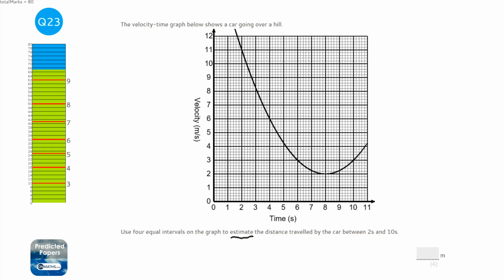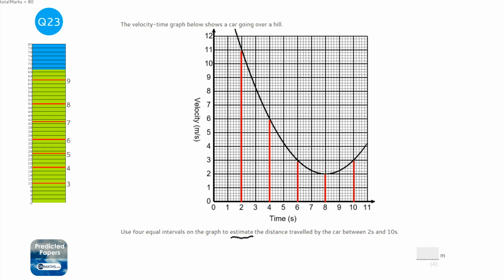So it will always give you hints about what it wants you to do. It gives us a hint saying that it wants it between 2 and 10, but it wants it in 4 equal intervals. So if I do 2 and 10, we can get started. Now let's have a look and see how many squares there are in between them. There's 8. So if we want 4 equal intervals, we're probably going to go up in 2s. So let's try 2s and hopefully it will work nicely.